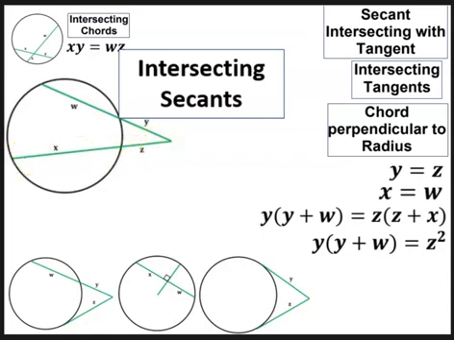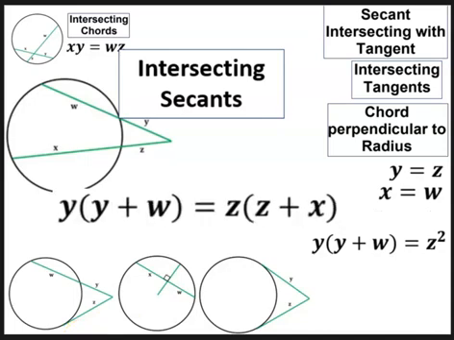Specifically, y times the quantity y plus w is equal to z times the quantity z plus x, where w, x, y, and z represent the lengths of segments in the diagram.